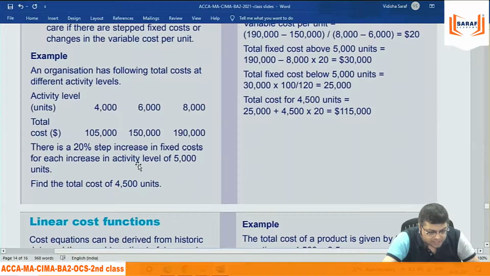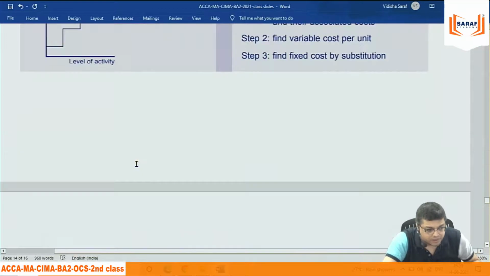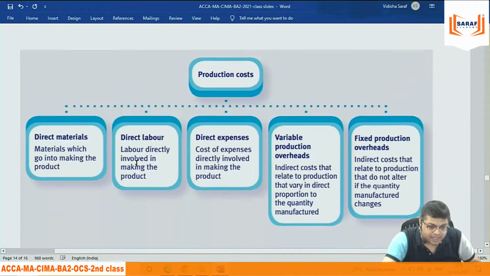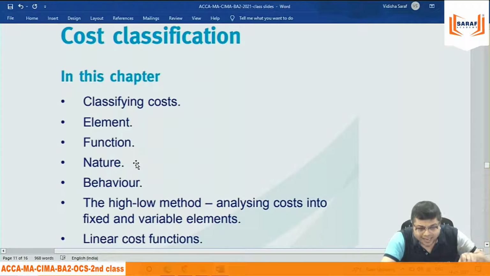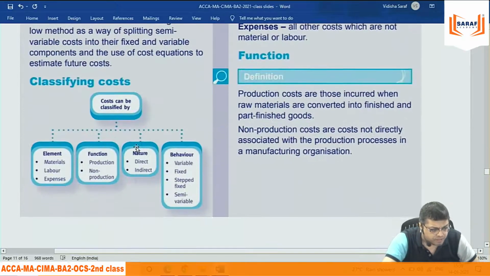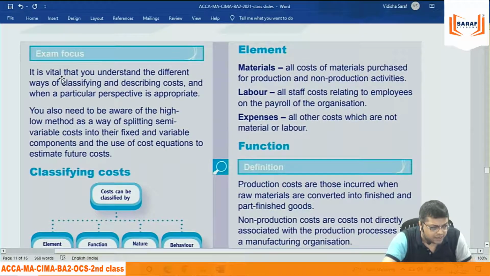If anybody has studied this, he would have understood that. Because this class slides I have already shared with all of you in the previous class only. Because this I have already taken from somewhere to teach. So in the exam, it is vital that you understand the different ways of classifying and describing cost and when a particular perspective is appropriate.